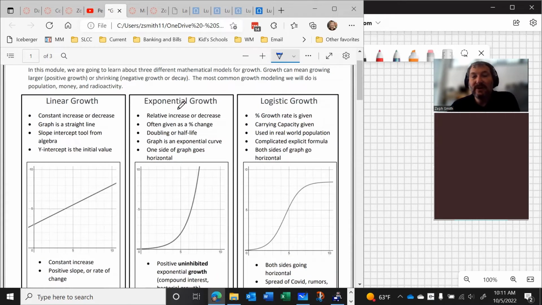So, more about exponential. The graph is an exponential curve. You might or might not have seen that in your prerequisite material, but probably in high school sometime in the past you did. One side of the graph goes horizontal. In this case, we can see the left side is flatlining.